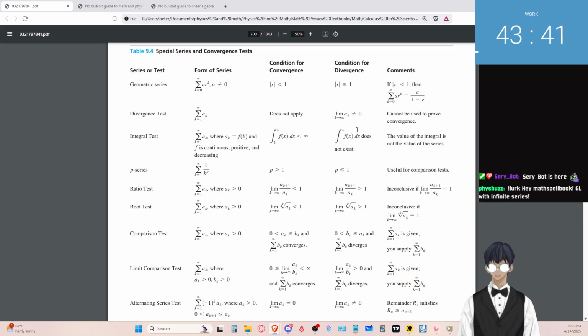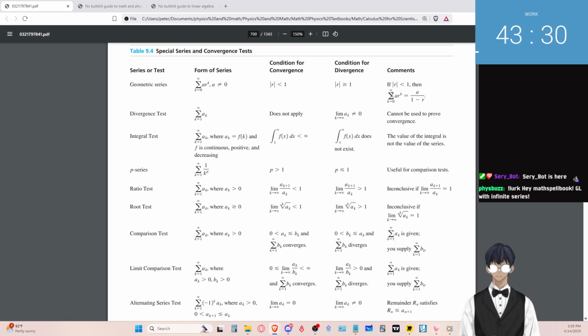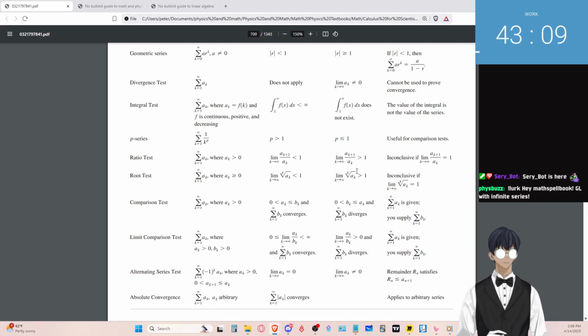Alright. So we have the geometric series test. Excuse me, sorry, I just took a drink of water. Okay, so if it's less than 1, and then we have the divergence test. I'm happy that they actually put all the tests here so you can see them all. It's a really great list.